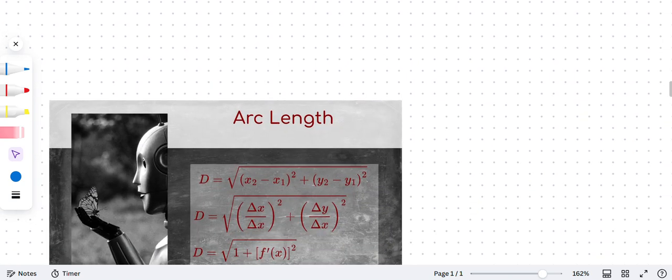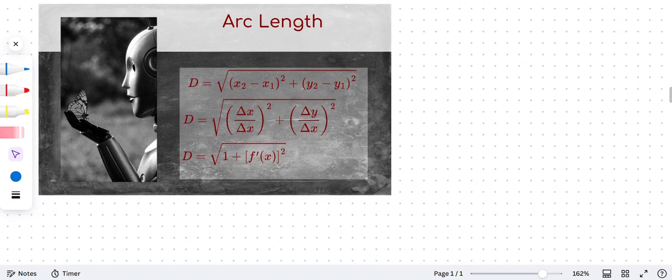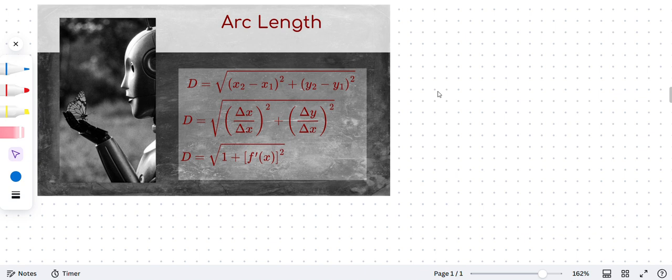So on this slide, this is getting us to where we are going to get our integral, and then over here on the side, I'll write what our integral for arc length is. But at the start up here, we see the distance formula as we know it. So the square root of x2 minus x1 squared plus y2 minus y1 squared. Then we can kind of get fancy.